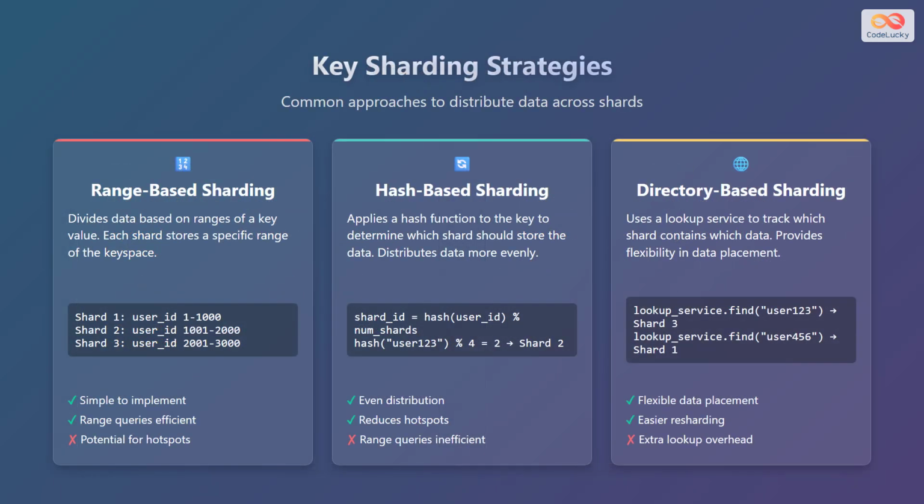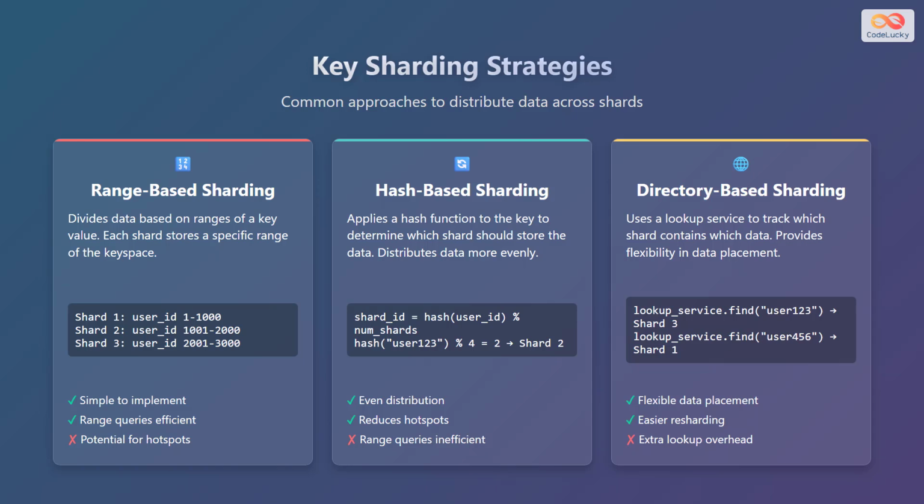Here are some key sharding strategies for distributing data across shards. First, we have range-based sharding. This method divides data based on ranges of a key value, where each shard stores a specific range of the key space. Range-based sharding is simple to implement and efficient for range queries, but it may result in hotspots.